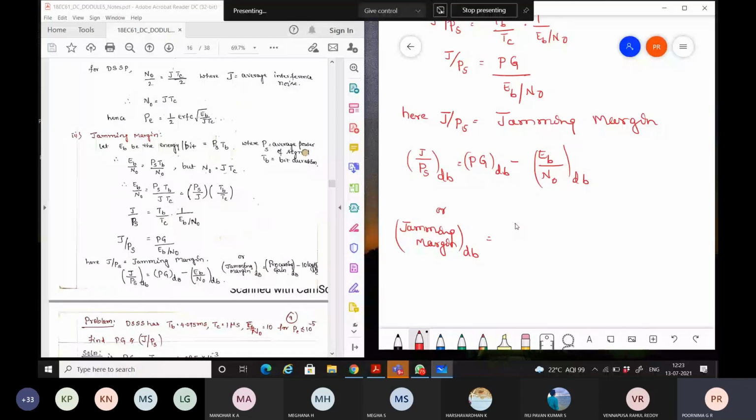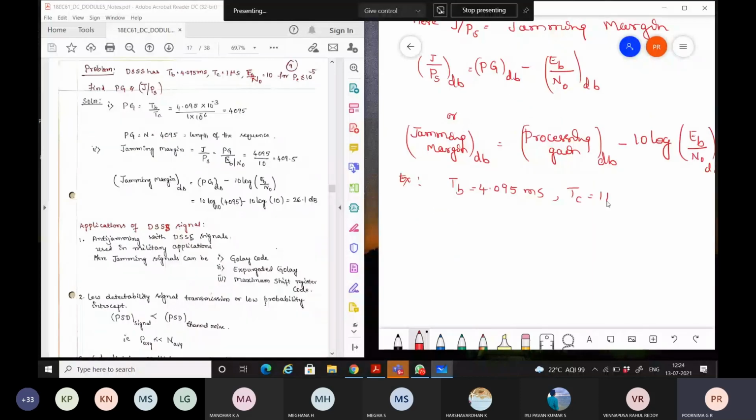You have a TB of 4.095 milliseconds, TC of 1 microsecond, and Eb/N0 which is 10, for a probability of error less than or equal to 10 to the power of minus 5. You need to find the processing gain and the noise margin.